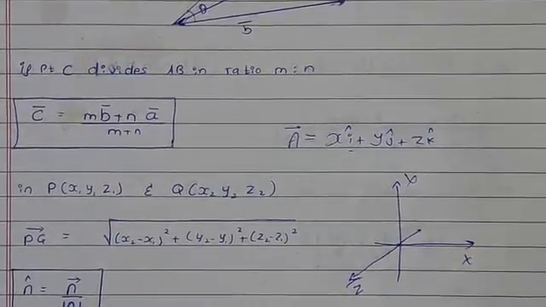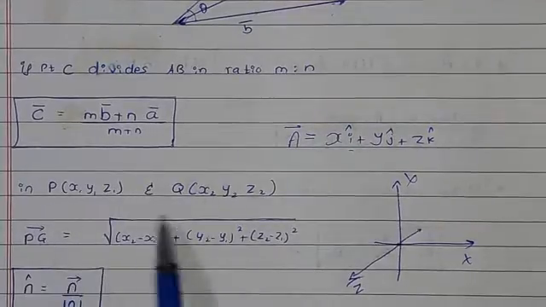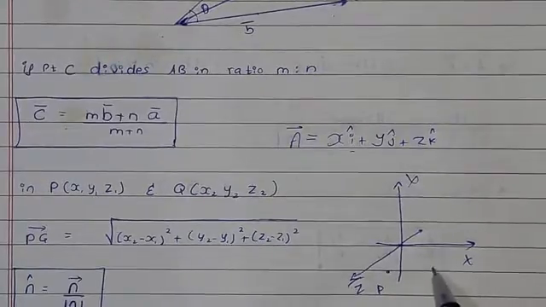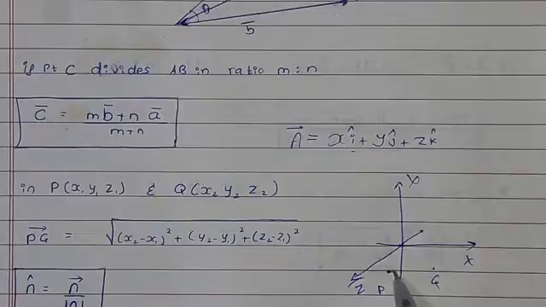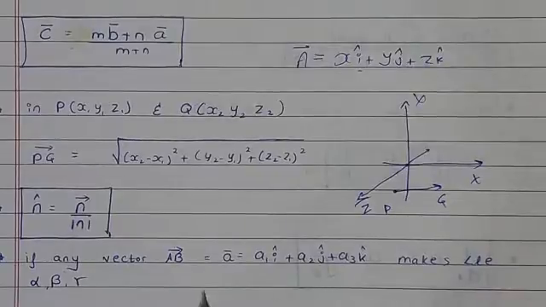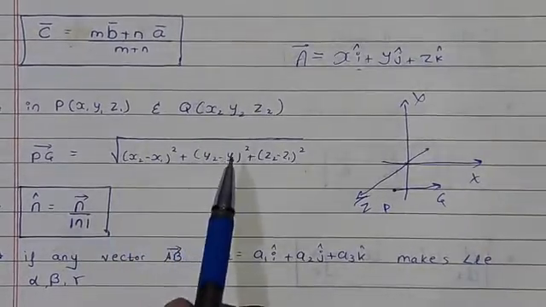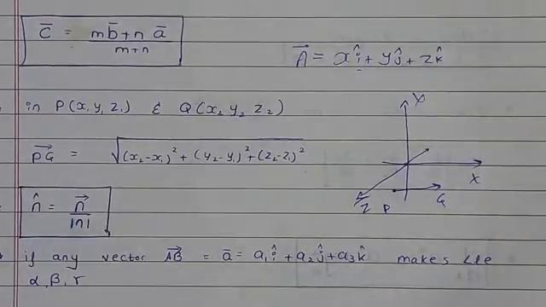So let P be any point (x1, y1, z1), and Q be any other point (x2, y2, z2). Join these two points and it becomes the vector PQ bar. What would be the magnitude of this vector PQ bar? It would be the square root of (x2 minus x1) the whole square plus (y2 minus y1) the whole square plus (z2 minus z1) the whole square. You must have learned this in coordinate geometry, of course; it is the distance formula.